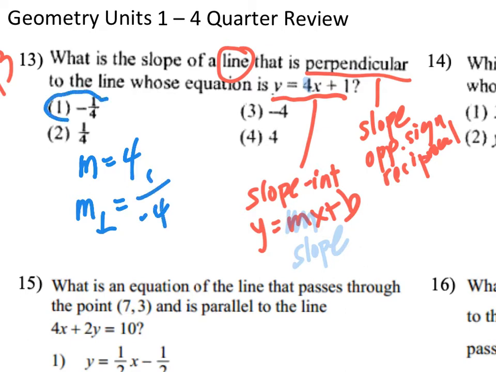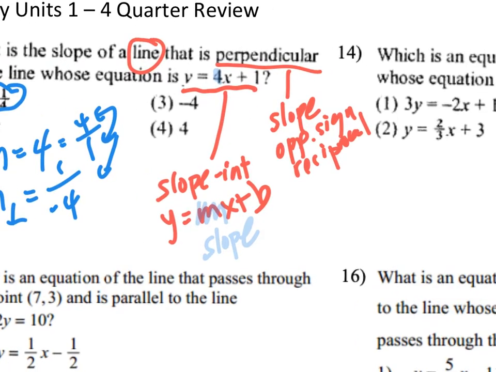which is option 1. Now you might be asking, how do I know that the reciprocal of 4 was going to be 1 over 4, right? And so the reason why I know that is because 4 can always be rewritten as 4 over 1. And I just have to flip those in order to get my reciprocal. Okay? Let's try out number 14.